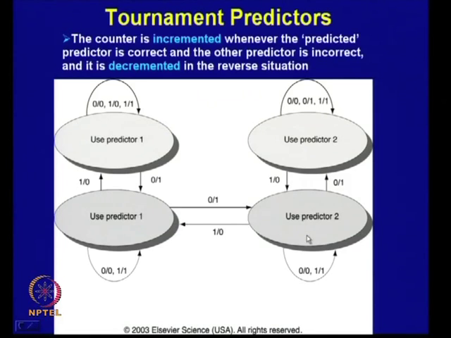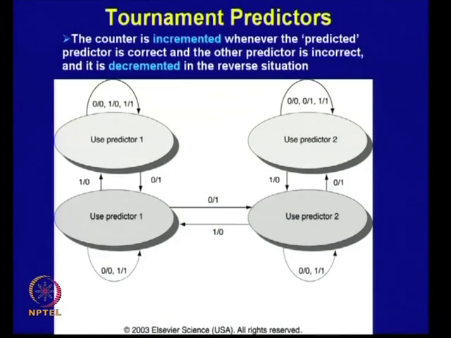So, based on this the tournament predictor prediction works, and you can see here only two predictors have been shown. It is not necessary that you can have only two predictors. For the sake of simplicity to illustrate the operation of the tournament predictor, we have considered two predictors, but there can be more than two predictors in real processors, as we shall see later. Particularly later on we shall see the DEC Alpha processor where this tournament predictor has been used, and of course with much more complexity that we shall discuss later.